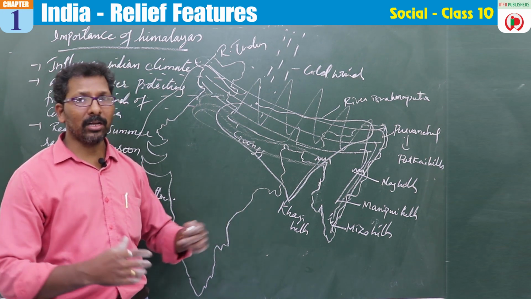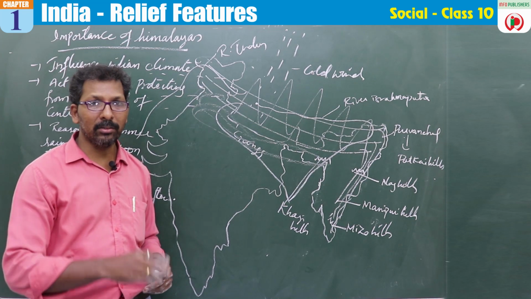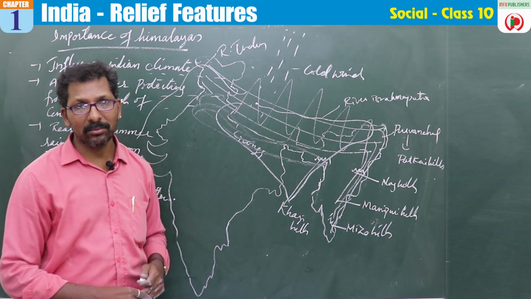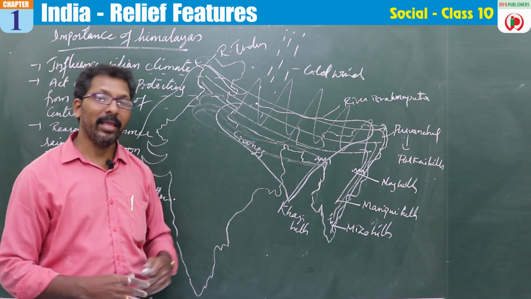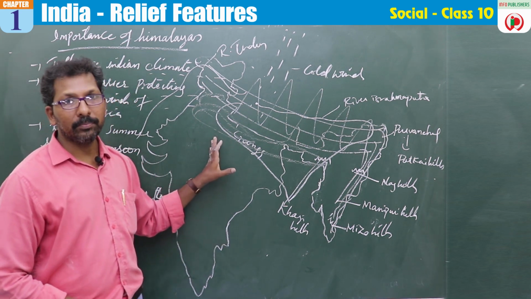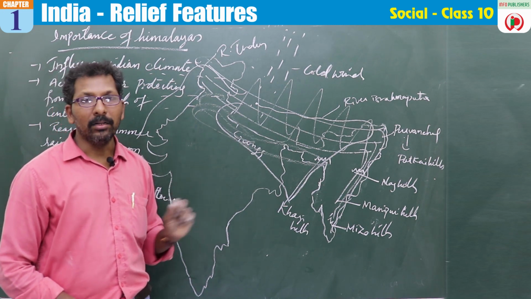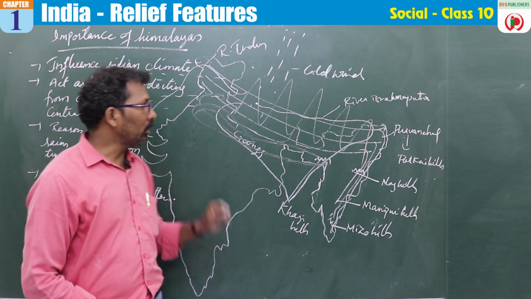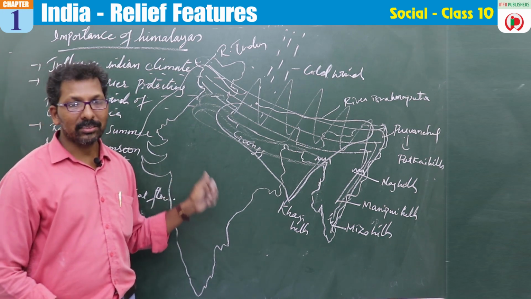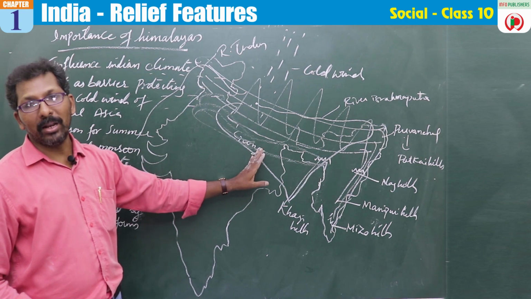Many evergreen forests are present here in the Himalayas, and these evergreen forests are also helpful in giving us medicinal plants, fruits, etc. Okay, so this is about the first relief feature of India, that is the Himalayas. We'll go for the next topic, that is the second relief feature of India, the Indo-Gangetic Plains.